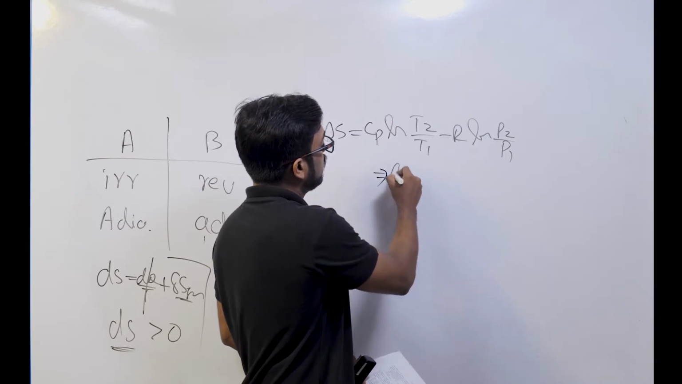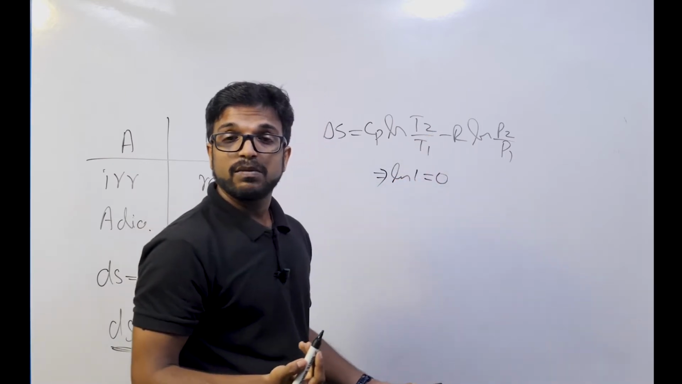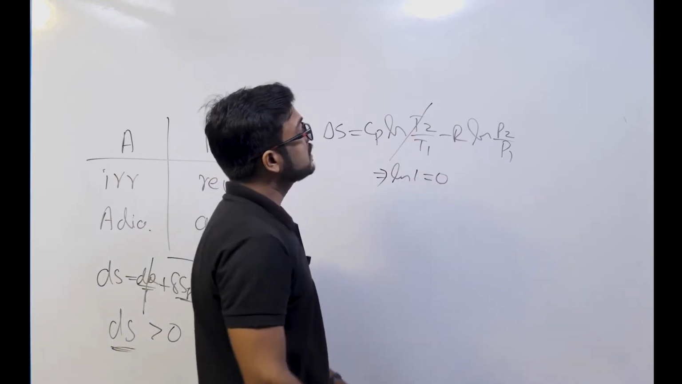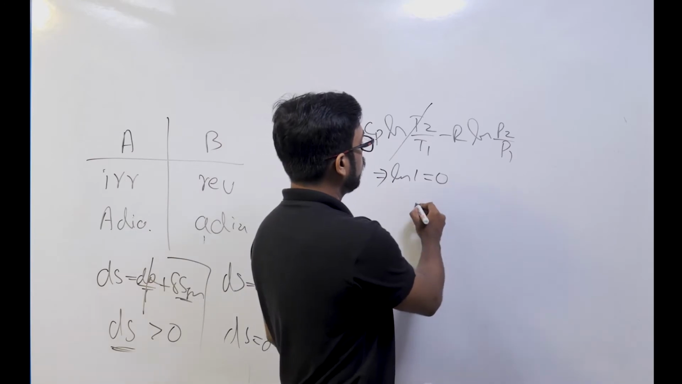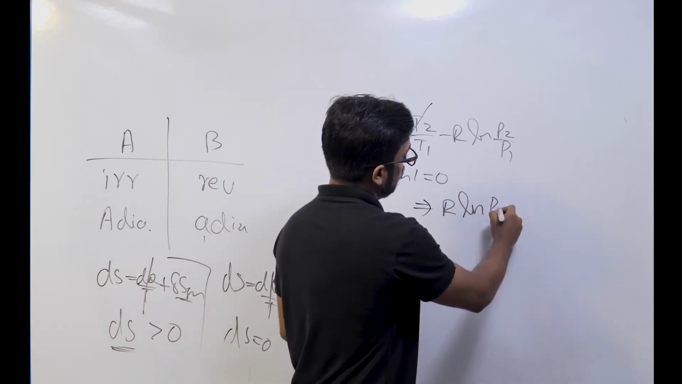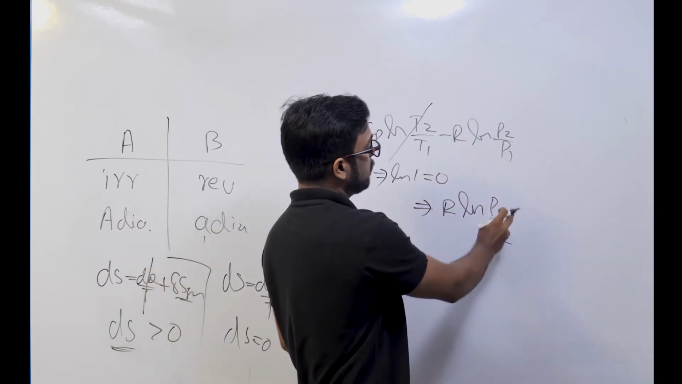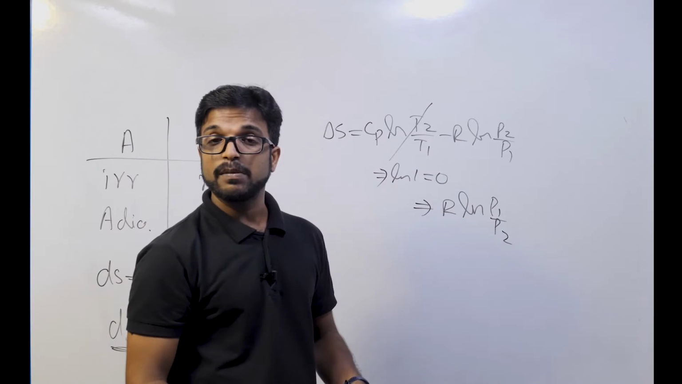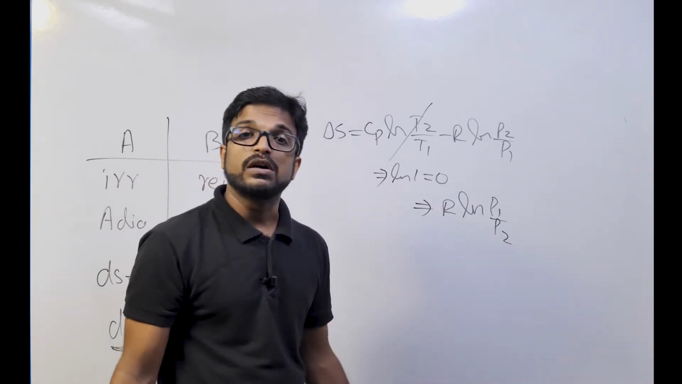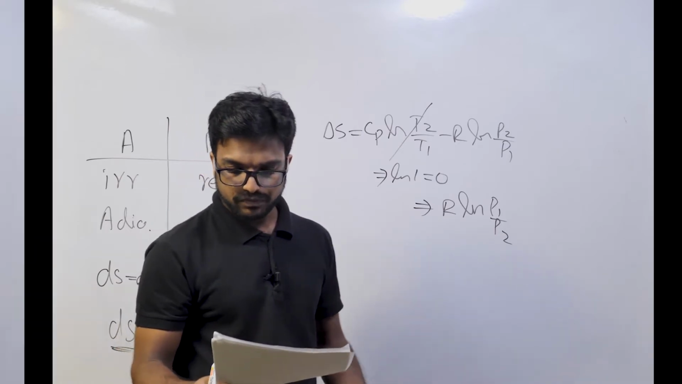We know that ln of 1 is equal to 0. So if it is isothermal, ln of T2 by T1 is going to be ln of 1, that is going to be 0. So we are left with minus R ln of P2 by P1. According to the logarithmic property, we can change this to be R ln of P1 by P2. The negative sign I am taking inside, as a result P1 will be going in the numerator, P2 will be coming in the denominator. So this is nothing but a case of an isothermal process. So option B is the right one.